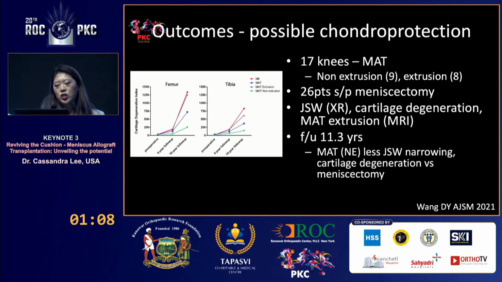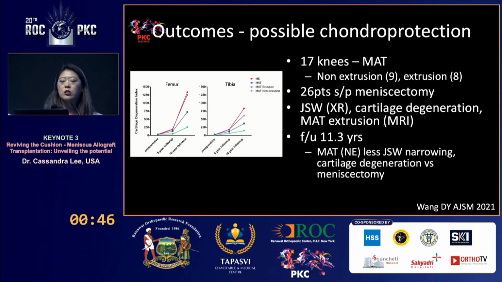Interestingly enough, this study out of China in AJSM in 2021 looked at 17 knees that had meniscus transplant. They actually measured extrusion in more than just the coronal plane; they did it in radial planes around the meniscus. They classified patients as either non-extrusion grafts or extruded grafts, and they measured joint space narrowing and cartilage degeneration and followed them for 11 years.